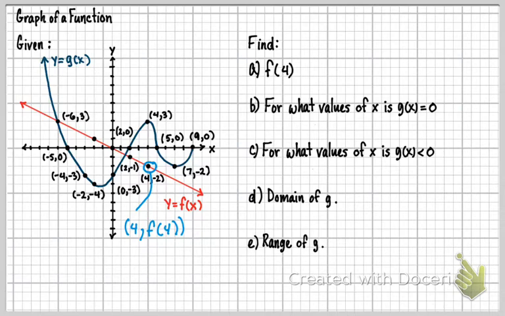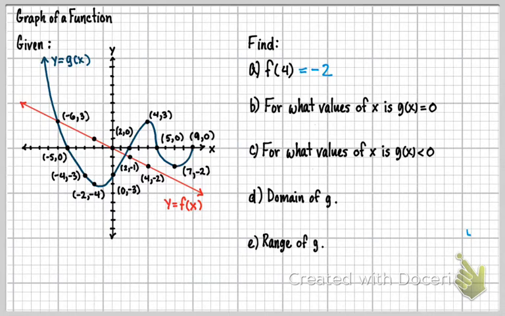So anytime I see a point, it's a 4. When I plug that 4 in for x, I get my y value, f of 4. So when I look at the y value here, I can see that it's -2. So that tells me f of 4 equals -2. So when I see an f of 4 or an f of x, I'm really talking about a y value here. So let's look at number B now.